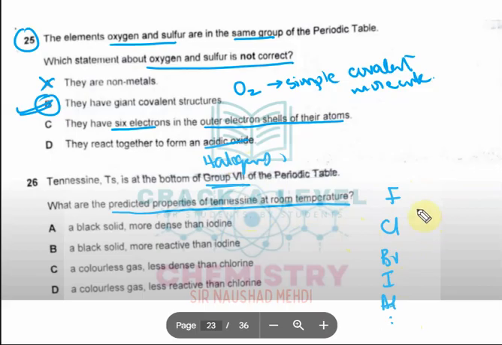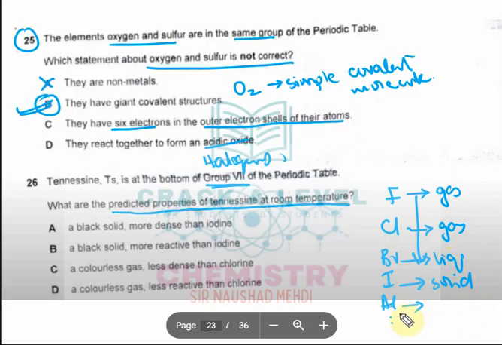In the halogens, we all know that as we go down the group, their melting and boiling points increase. So what does that mean? Fluorine is a gas at room temperature, chlorine is also a gas, bromine is a liquid, and iodine is a solid. Astatine and everything below iodine would also be solid. So tennessine would be a black solid.